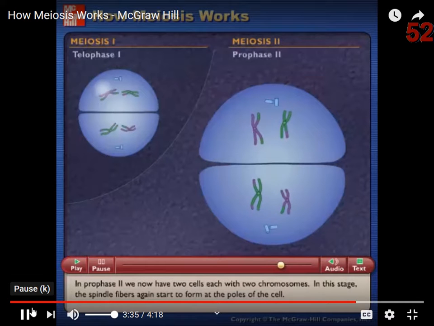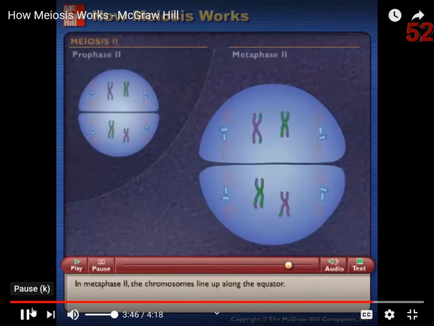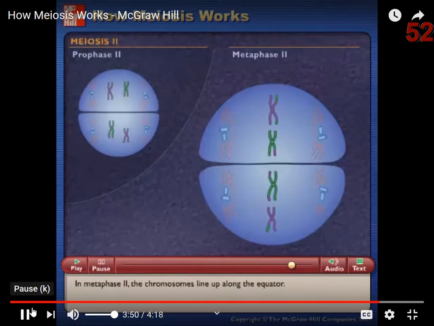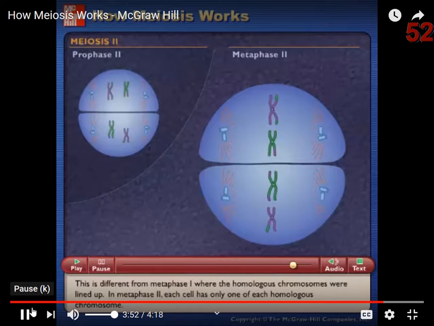In prophase 2, we now have 2 cells, each with 2 chromosomes. In this stage, the spindle fibers again start to form at the poles of the cell. In metaphase 2, the chromosomes line up along the equator. This is different from metaphase 1, where the homologous chromosomes were lined up. In metaphase 2, each cell has only one of each homologous chromosome.